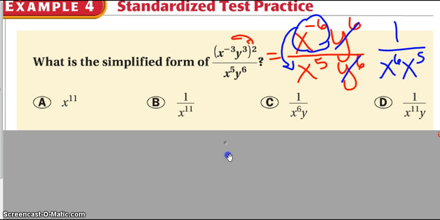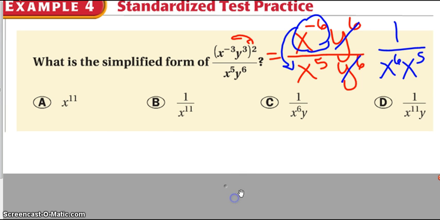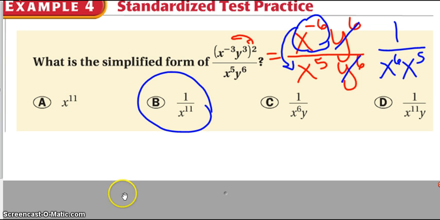This is actually a multiple choice. So what would your answer be here? A, B, C, or D? B. Good. All right, so that's 5.1.